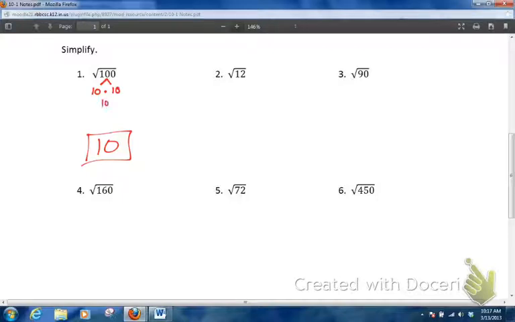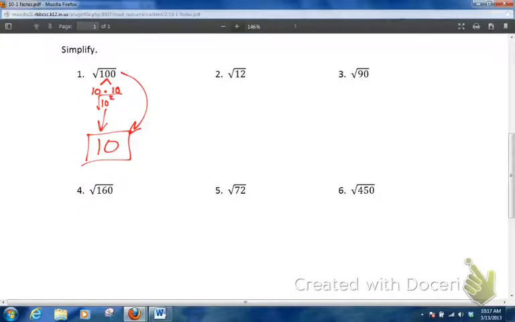Well, that means 10 squared, right? And the square root of 10 squared would be just 10, because square roots and squares cancel out, so your answer is just 10. Again, more than likely you just recognized the square root of 100 as a perfect square, and it's just 10.